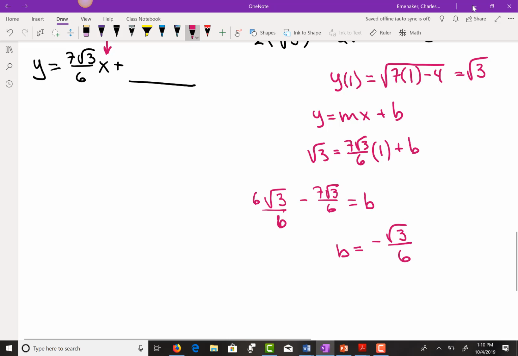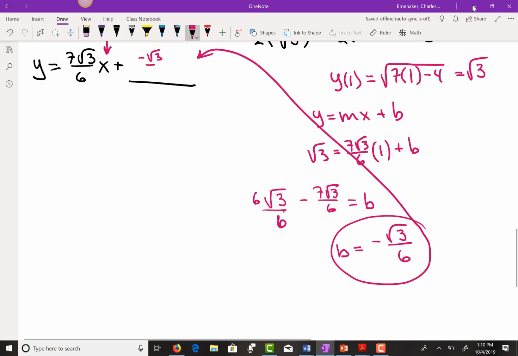Negative the square root of 3 over 6. That makes sense? You've got 6 of them, subtract 7 of them, and you wind up with a negative 1 of them. This then gives us our value for b, which is going to be a negative square root 3 over 6. With that being a negative, we can get rid of the plus and this minus business here and just write it as minus root 3 over 6. And that's the equation of the line tangent at that point.